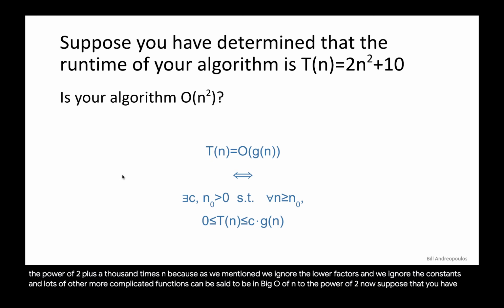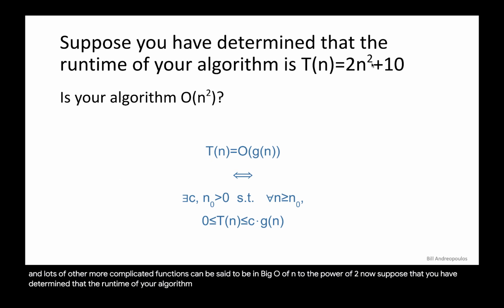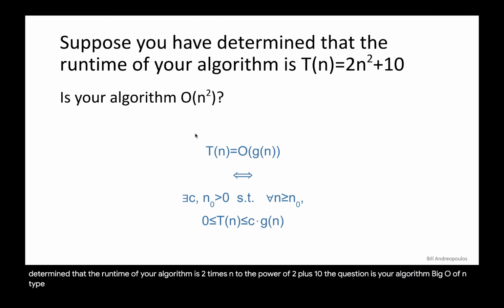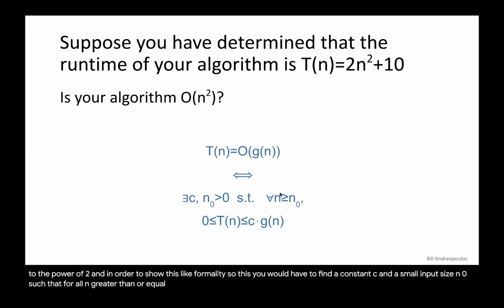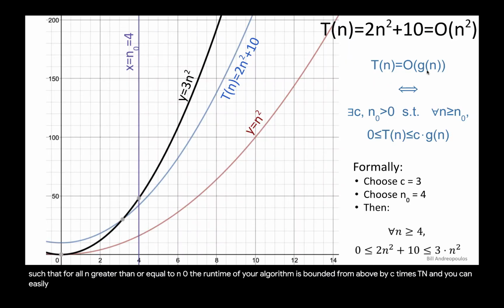Now, suppose that you have determined that the runtime of your algorithm is 2 times n to the power of 2 plus 10. The question is, is your algorithm big O of n to the power of 2? In order to show this formally, you would have to find a constant c and a small input size n0, such that for all n greater than or equal to n0, the runtime of your algorithm is bounded from above by c times g(n). And you can easily show this by choosing c equals 3 and n0 equals 4.